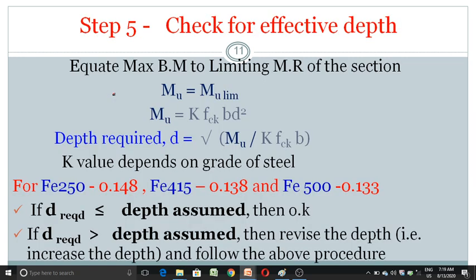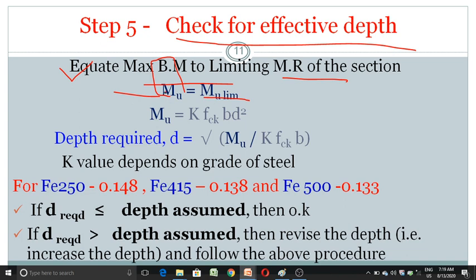Next we have to check the effective depth of the slab. That is called the minimum effective depth. For calculating this, we have to equate our maximum bending moment to the moment of resistance of the member. So what is the maximum bending moment? Generally, when we are designing our beams, we use Mu limit, the limiting moment of resistance.